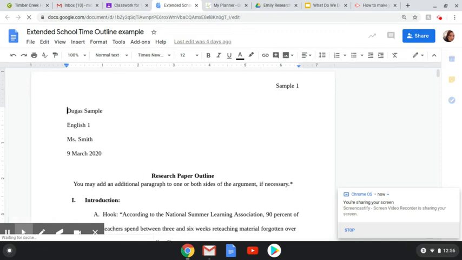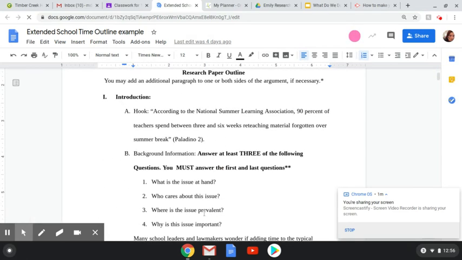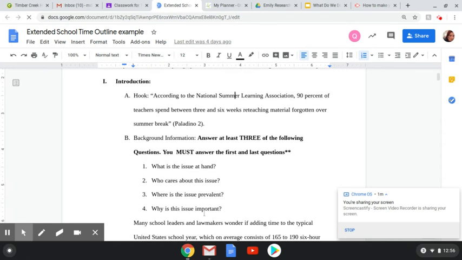So if you look at the bottom of my sample intro, there's also some more information in here, some background information that you'll fill in after writing your thesis. If you go all the way to the bottom, you'll see this sample thesis highlighted.